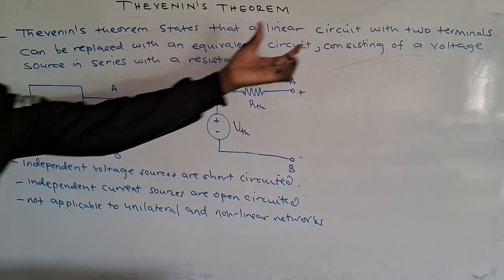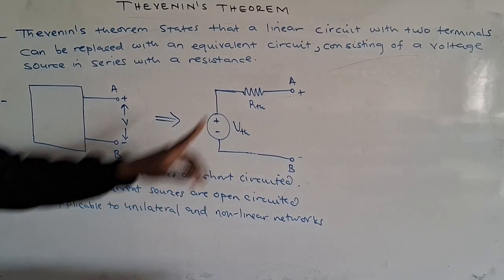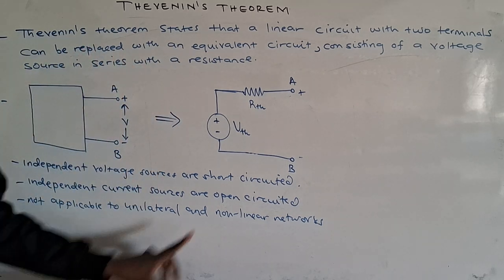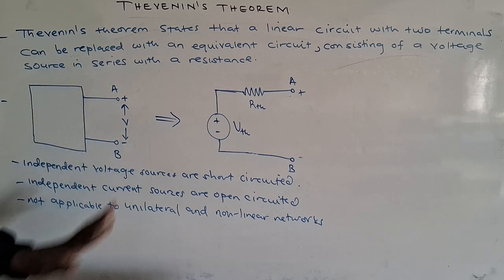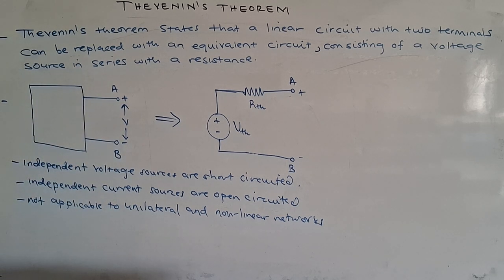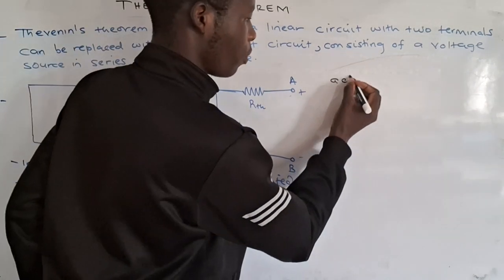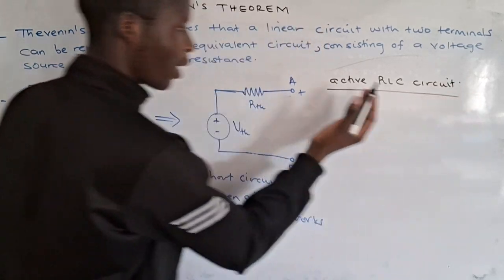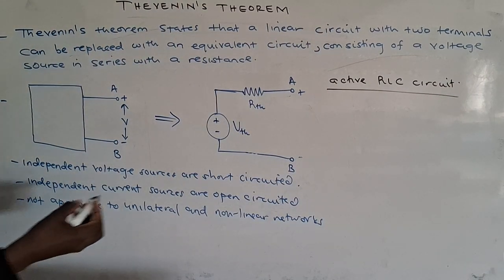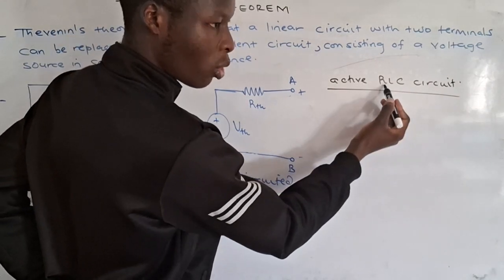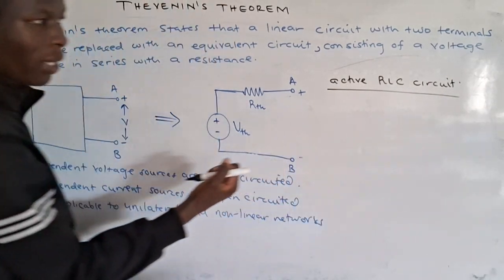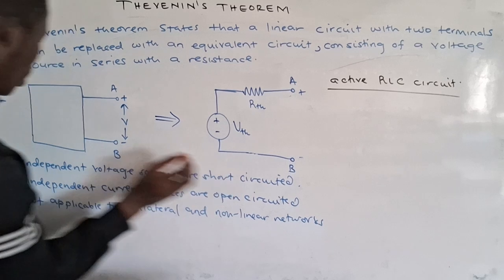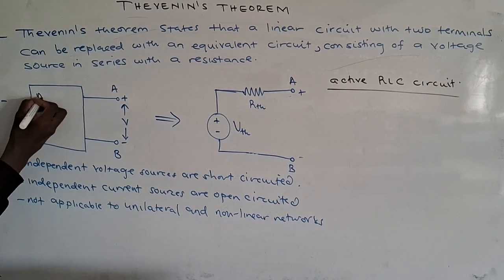You have a linear circuit with two terminals. This linear circuit can be replaced with an equivalent circuit consisting of a voltage source in series with a resistance. Let's say you have an active RLC circuit. What is an active RLC circuit? It consists of resistors, inductors, and capacitors. Also, there is a power supply. So this active RLC circuit is nothing but this network.